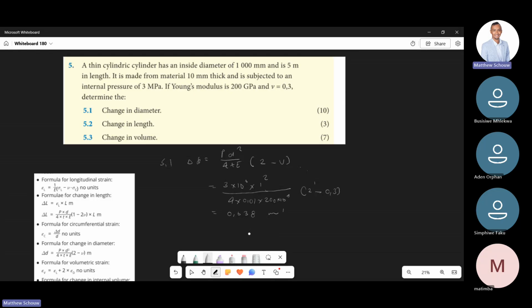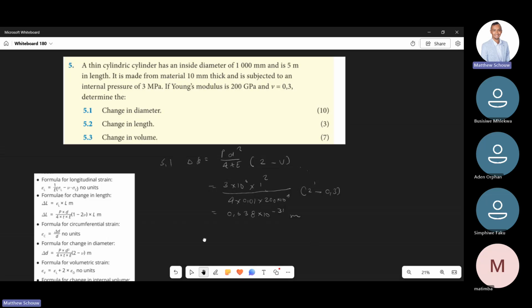No, are you sure it's times 10 to the power of millimeters? Minus 3. So yeah, that's what I was gonna say now. Yeah, it can't be that big. Yeah, so that's 0.6 millimeters, eh?